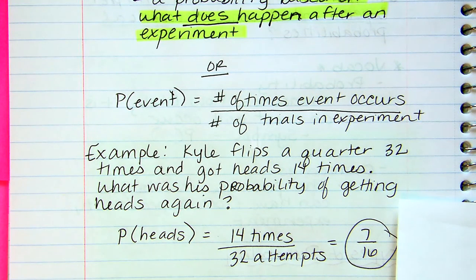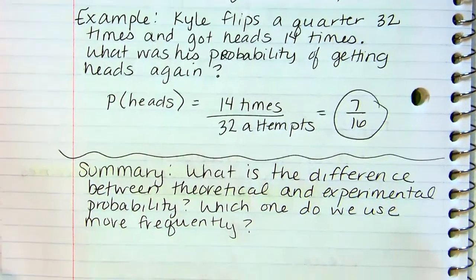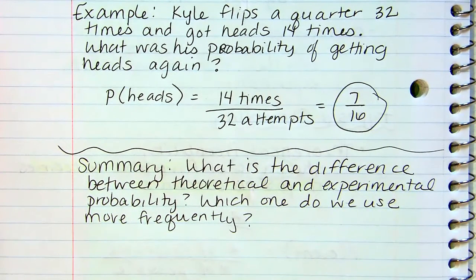All right, now, my last thing for you guys today is I'd like you to go ahead and create a summary. And the one answer I'd like you to give for me is this. What is the difference between theoretical and experimental probability? Which one do we use more frequently? Now I'd like you guys to take a moment and answer this question. If you need to, go ahead and pause this video.